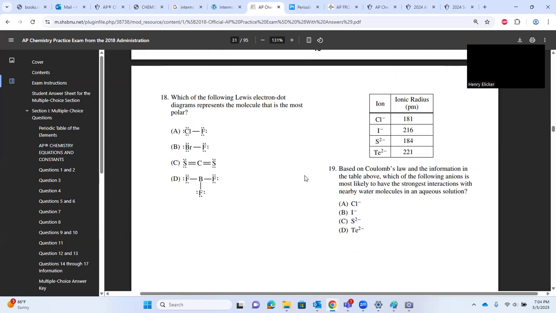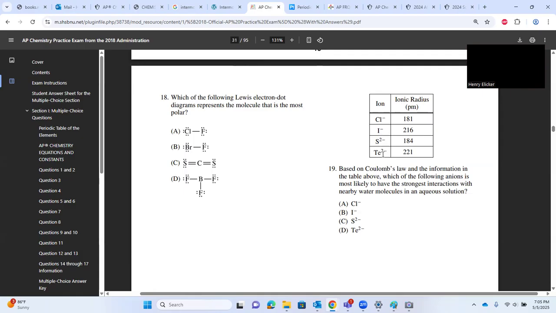All right, Coulomb's law again, we remember the bigger the charge and the smaller the distance, the better. This one's saying which anions will have the strongest interactions with nearby water molecules. It turns out some ions can actually react with water because they're small and charged enough. And think about it, using Coulomb's law, the smaller they are, the closer they're going to be to each other and the more attraction, right? Like physically small. And the more charged they are, the better the attraction. So the more charged, the better immediately.